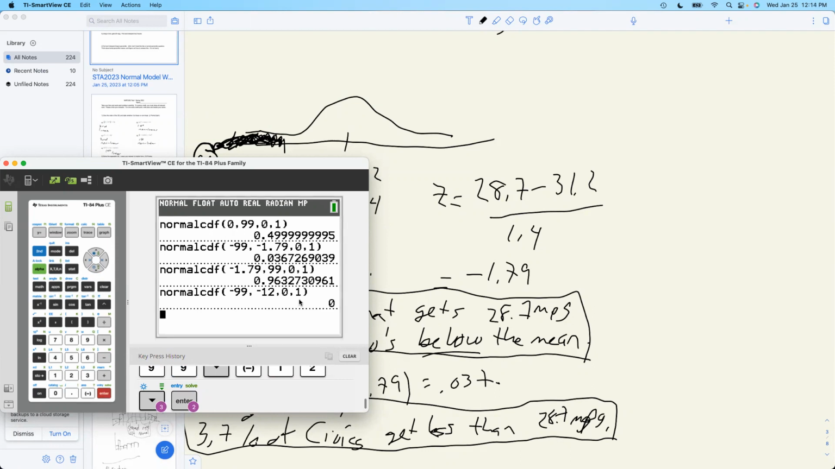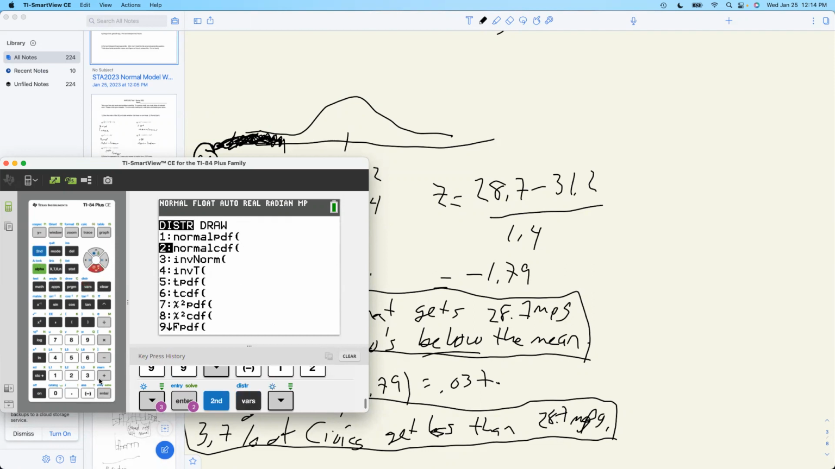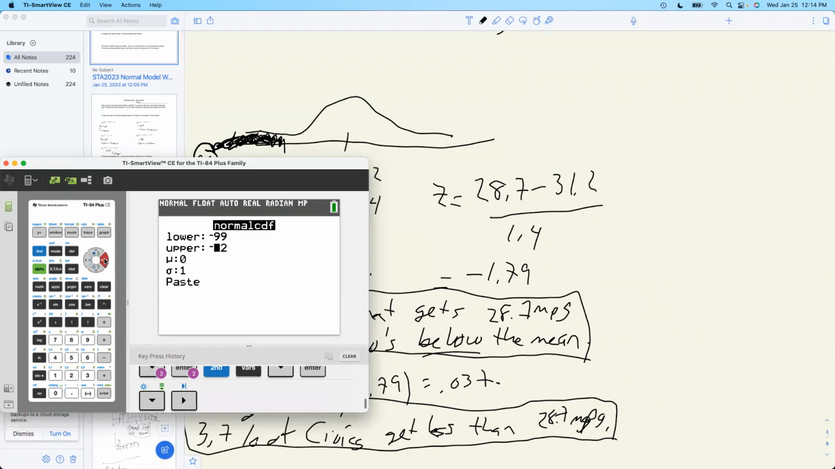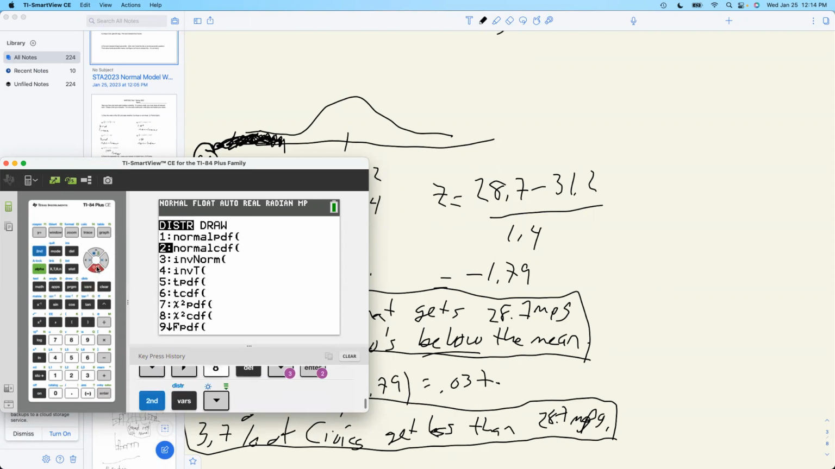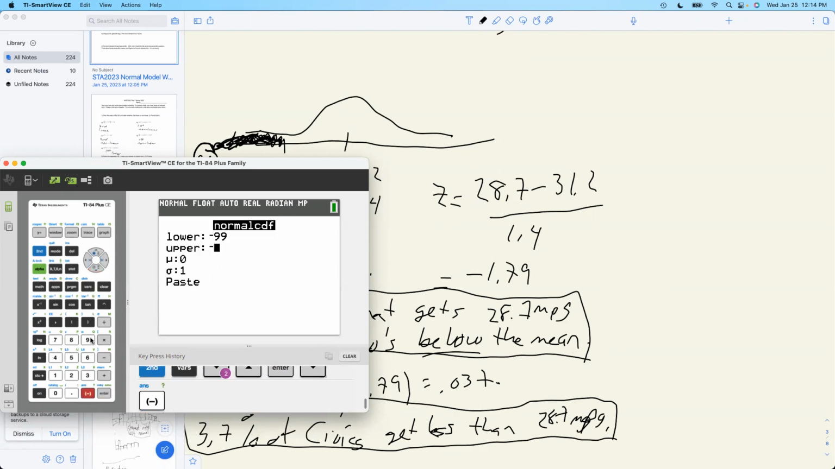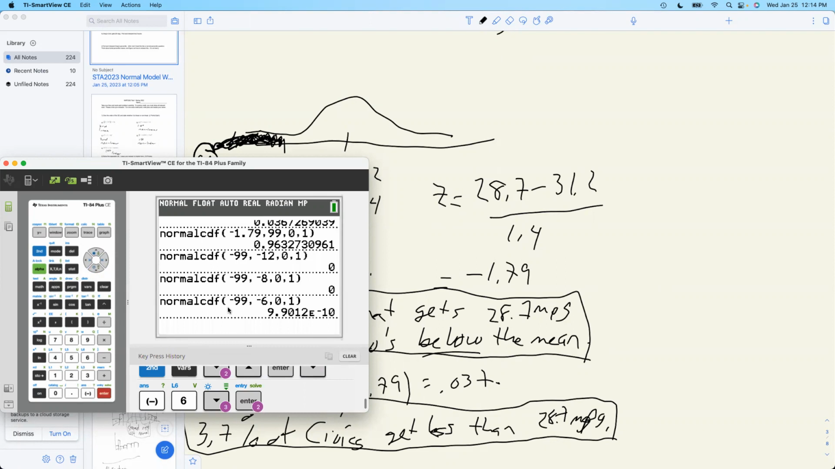I may have gone too far there. Look, the calculator, that probability is so small that the calculator said 0. It's actually not 0. Let's go a little bit bigger. What if we had negative 8? My tolerance is not set where I want it. I'm trying to show you something. Let's go negative 6. Okay, good. That'll work.